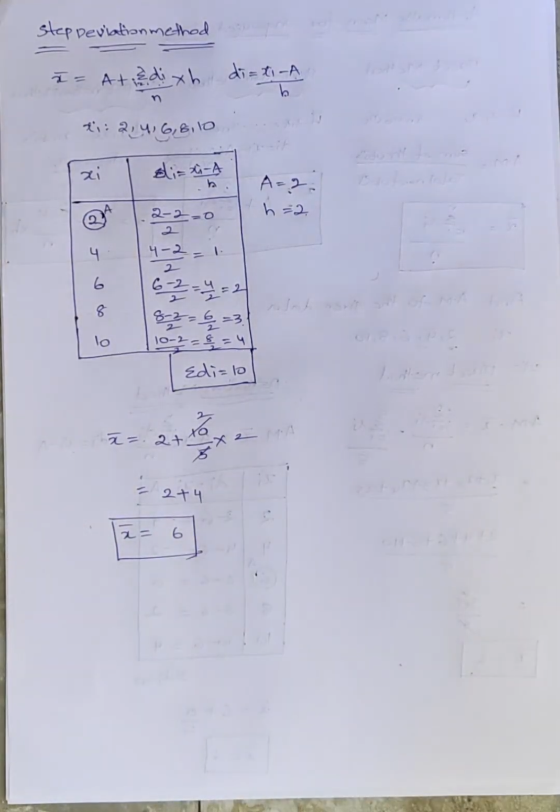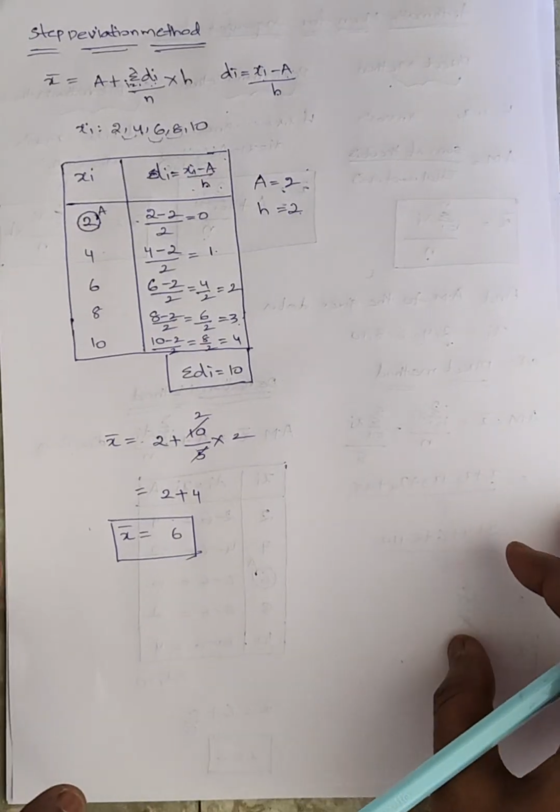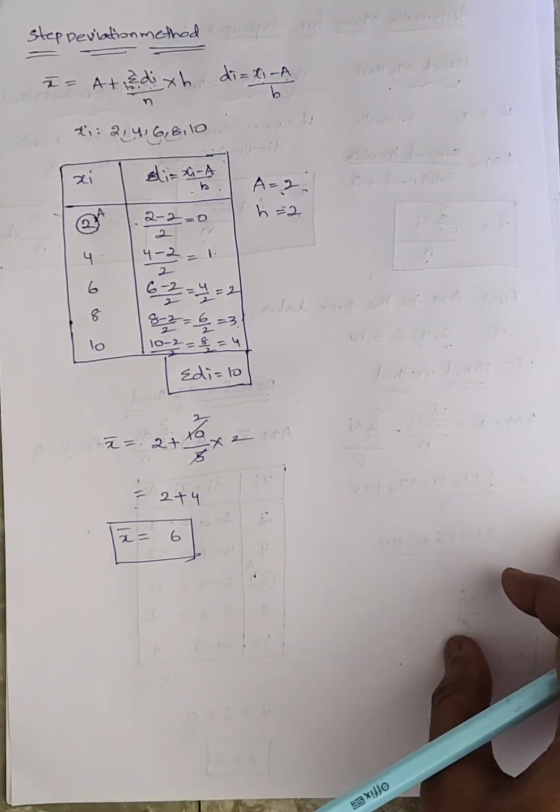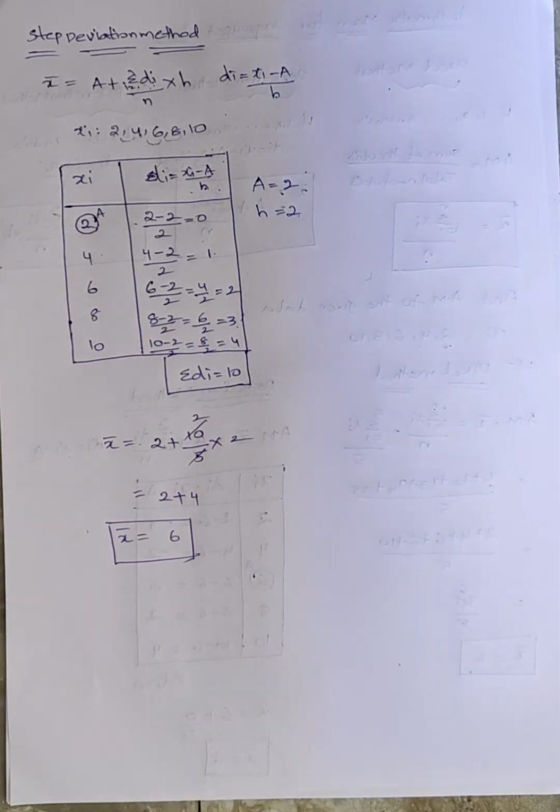So by using all methods we got the answer as 6 only. This is about finding mean for ungrouped data by using direct method, deviation method and step deviation method.